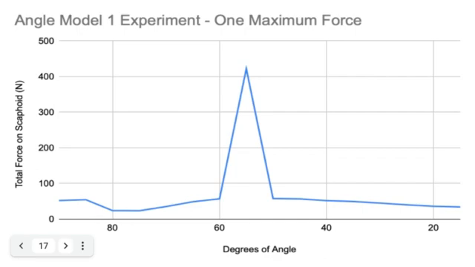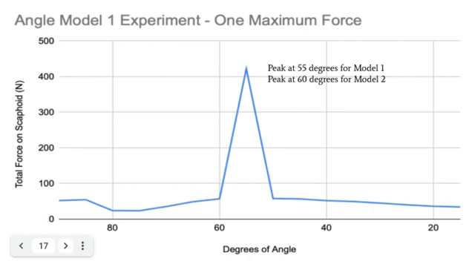The results of the angle experiments saw the one maximum force on the scaphoid generally increase to a peak angle and then generally decrease after this peak angle. For Model 1, the one maximum force on the scaphoid generally increased in magnitude from 8 degrees up to 55 degrees and then decreased in magnitude from 55 degrees back down to 15 degrees. The maximum force peak for Model 1 was 55 degrees.